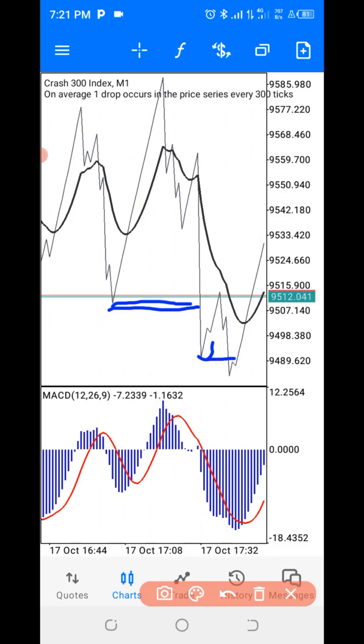So once we have that, we already know that we are in a downtrend. But as we are in a downtrend, we tend to have the retracement that we have there.